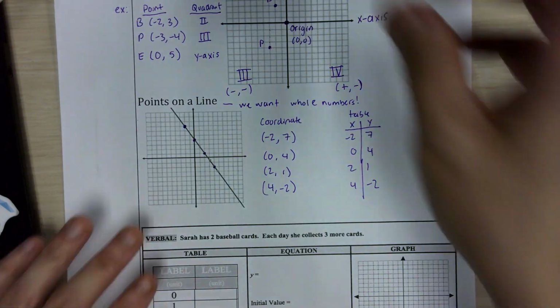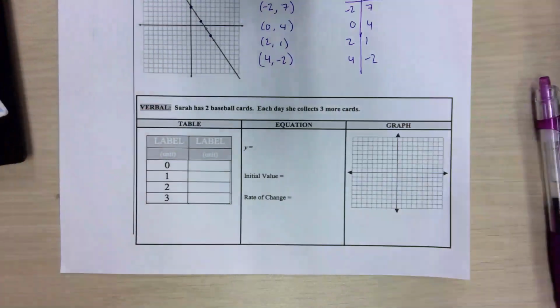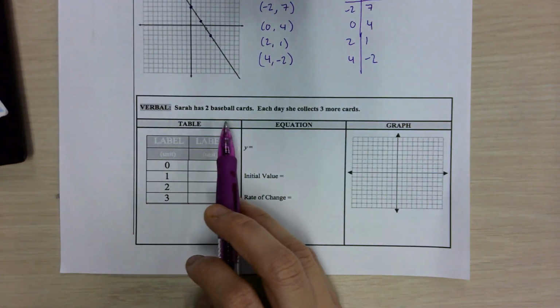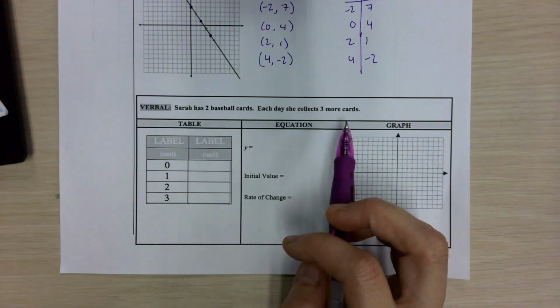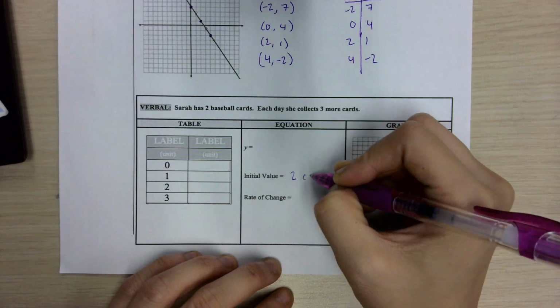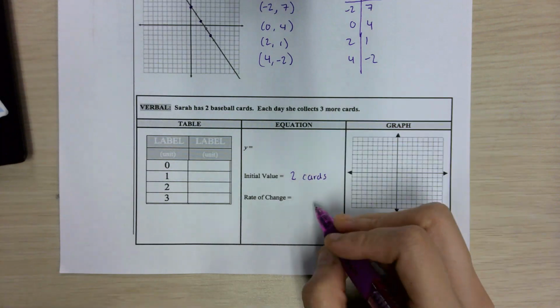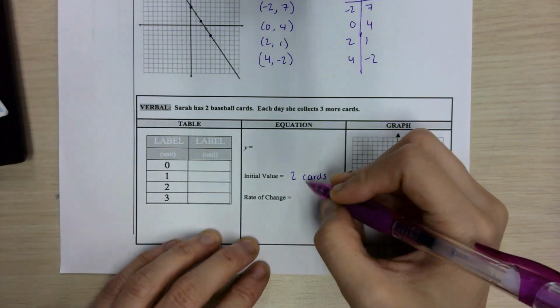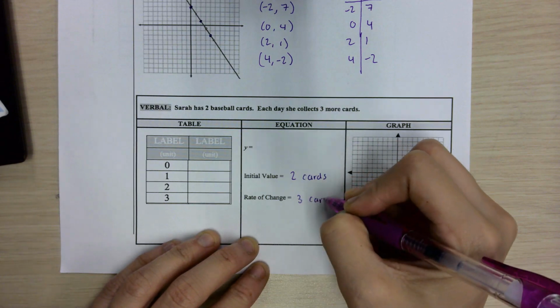All right, let's combine it now in an actual problem. So Sarah has 2 baseball cards. Each day she collects 3 more cards. So the initial value is going to be 2 cards. And our rate of change is going to be 3 cards per day.